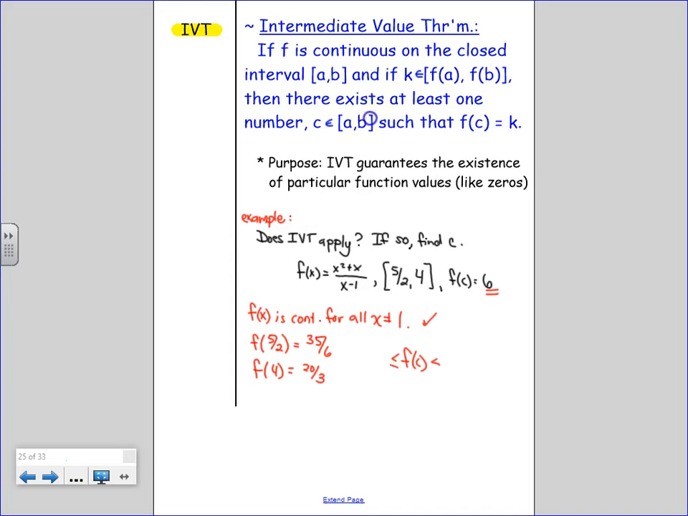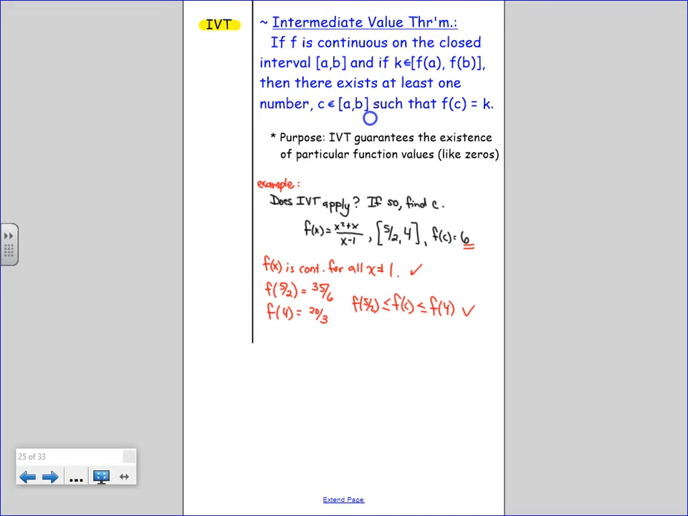As or equal to, right? Yeah. F of 5/2 and f of 4. Okay, cool. So now what? Then there exists at least one number c such that f of c equals k, or one number c within a to b.